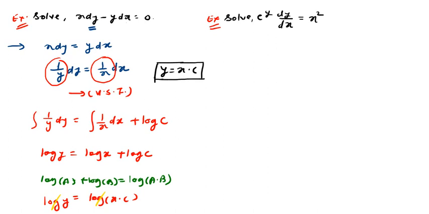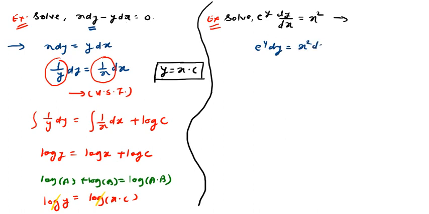Now in the next example, if you observe here, this is not in variable separable form, so we need to convert it to variable separable form. That means function of x into dx equal to function of y into dy. So this will be e raised to y dy equal to x square dx. This is our function of x dx, function of y dy.